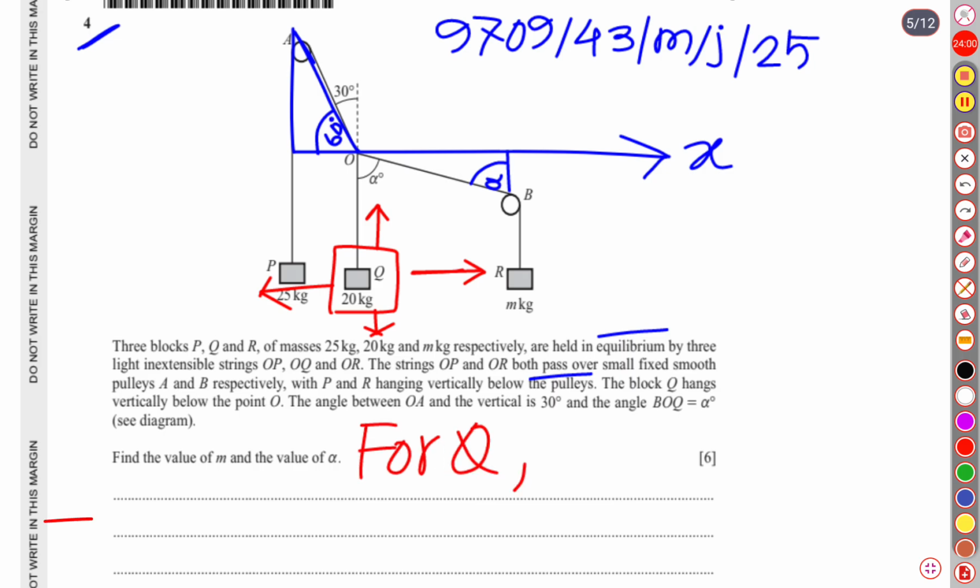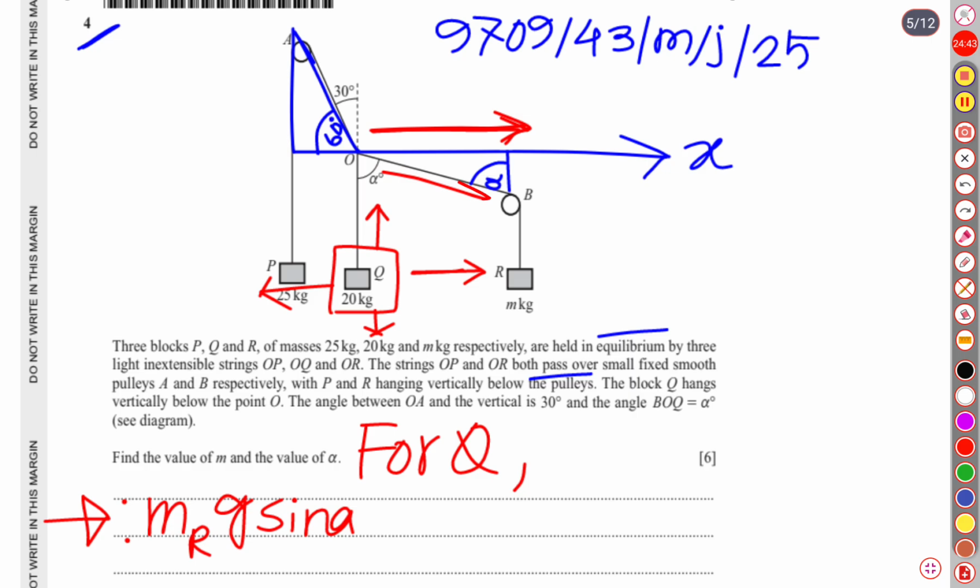Let us resolve the forces first horizontally. For horizontally, what is the driving force? This is the positive direction of x, so we will write mR, that means this one should be calculated. So mR sin alpha, don't get confused. If you are confused, let me clarify this. Look at this, we are calculating this. Horizontally we are resolving the force.